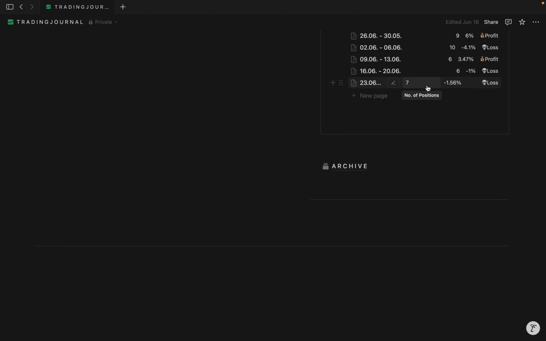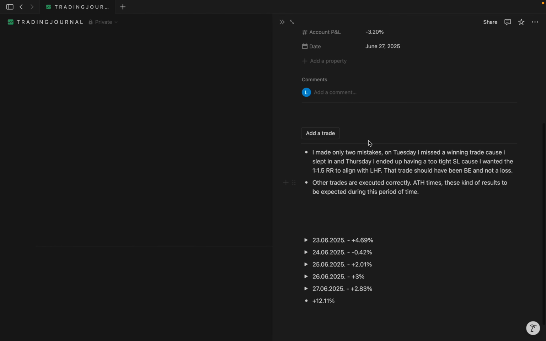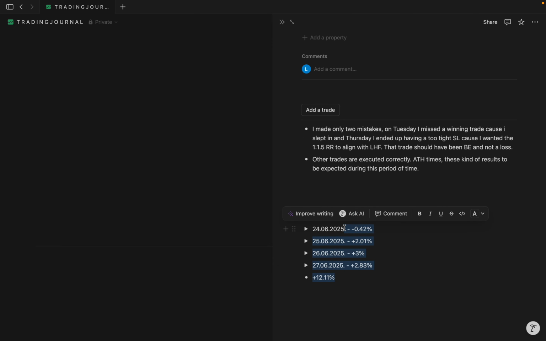Now, this is basically all I had in terms of notes, because I only made two mistakes. So this was the one with the stop loss and the one that I didn't execute the trade because I slept in.